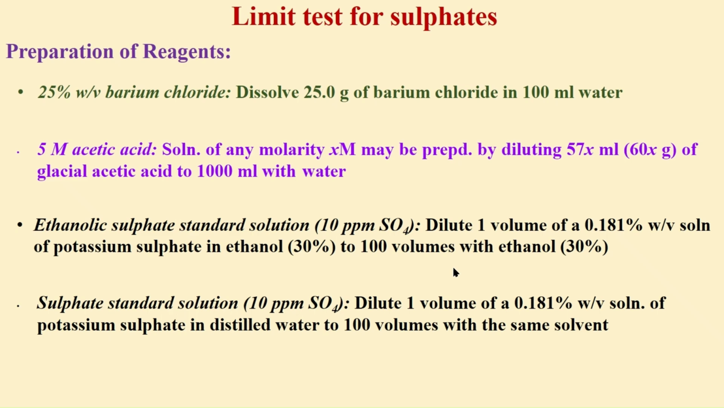Sulfate standard solution is also prepared in a similar way to the ethanolic sulfate standard solution. Here, instead of 30% ethanol, we use totally water. We have to take one volume of 0.181% weight by volume solution of potassium sulfate dissolved in distilled water and make up the volume to 100 volumes with the same water. These are the ways of preparing the reagents, and these reagents are used in the limit test for sulfate.